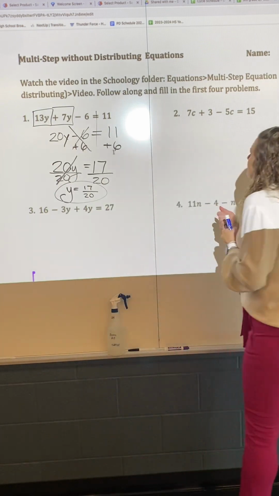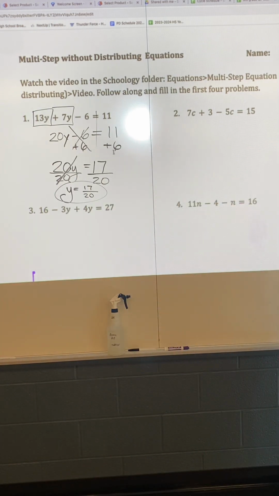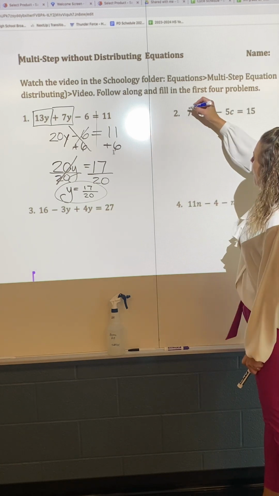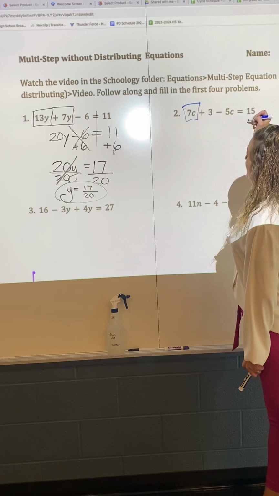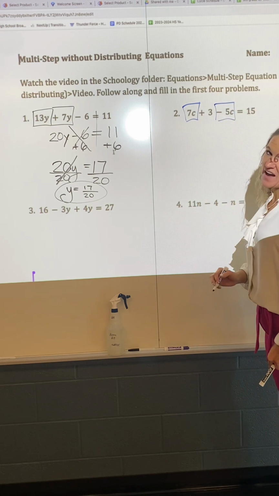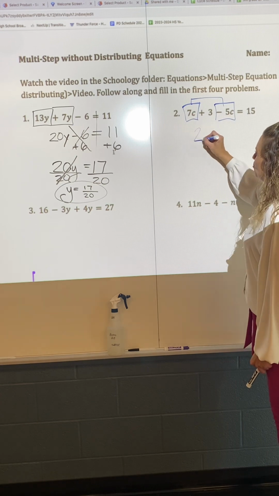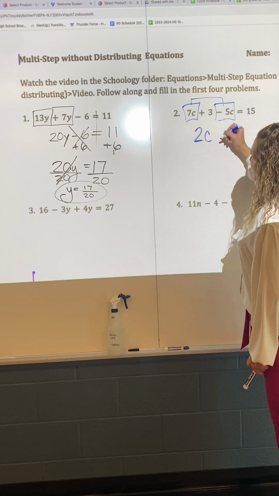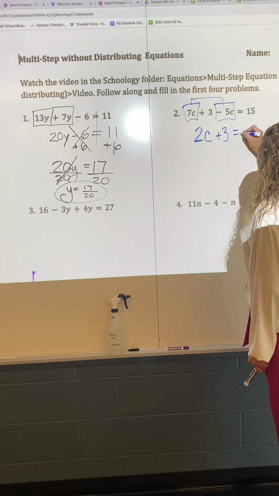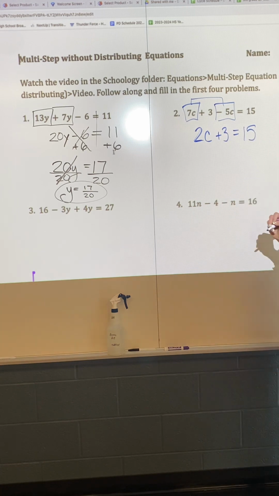What about this one? Number 2. Over here, I want to clean this up a little bit. I want to combine my like terms. And I notice that on this side of the equal sign, I have the like terms positive 7c and negative 5c. If I put those two together, 7 and negative 5 give me 2c. I'm going to bring down the plus 3 and your equal sign and your 15.